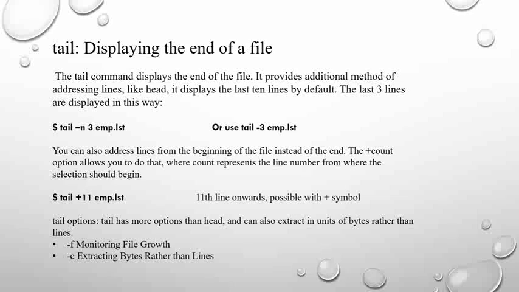And what is my line count? 3. And what is the file name? Employee.list. So here the last 3 lines will be displayed if I use this tail command with the -n option.